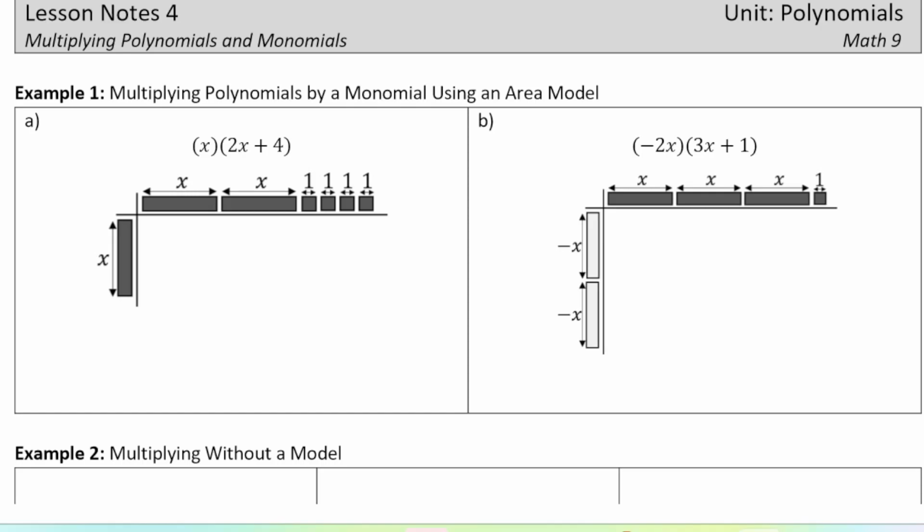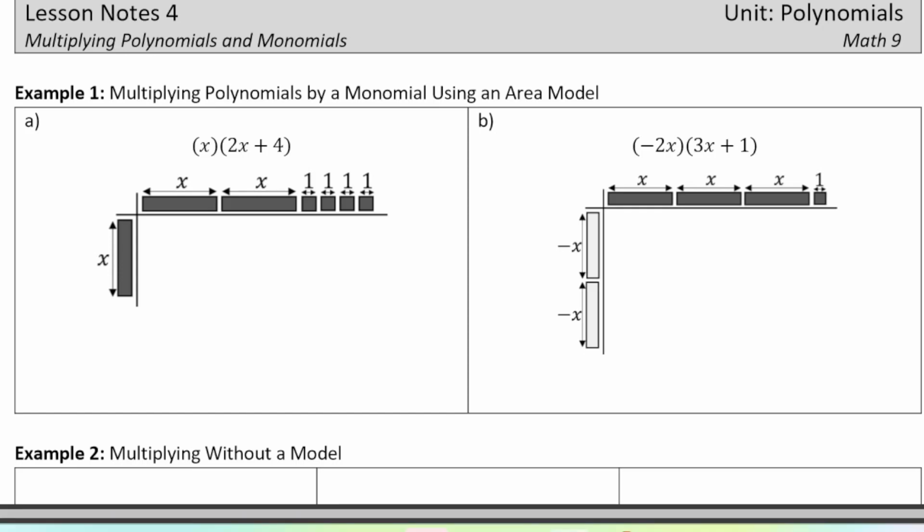Right, so this is lesson 4, the last lesson of the polynomials unit. We're multiplying polynomials and monomials today. So we're going to do it again visually with an area model first for the students who prefer that, or for those who it helps them understand, and then we're going to do it symbolically afterwards.